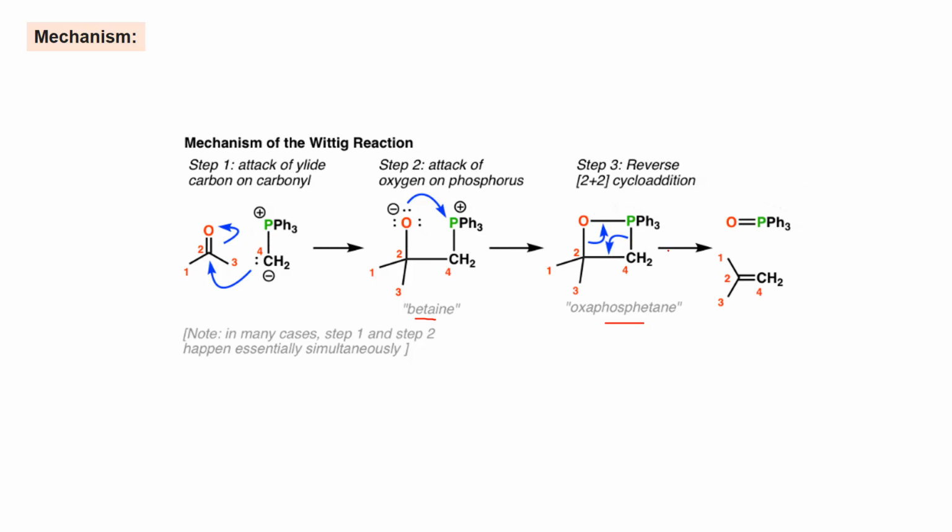After that it undergoes a ring breaking, like this bond is coming here and this one is going here, electrons, and through this bond breaking we get this alkene with elimination of this byproduct. Okay, so this is the mechanism of the Wittig reaction.